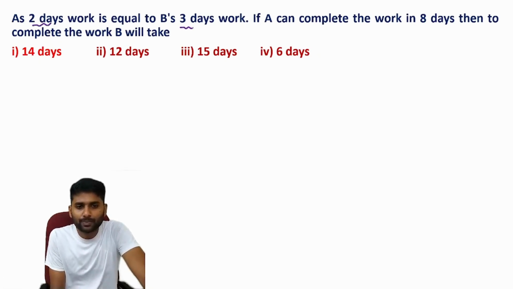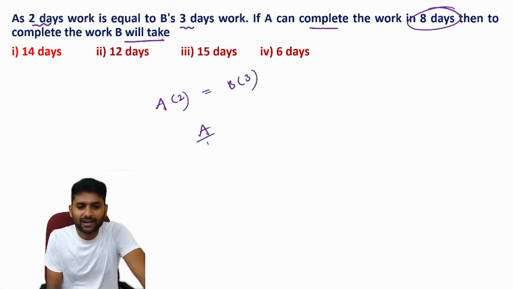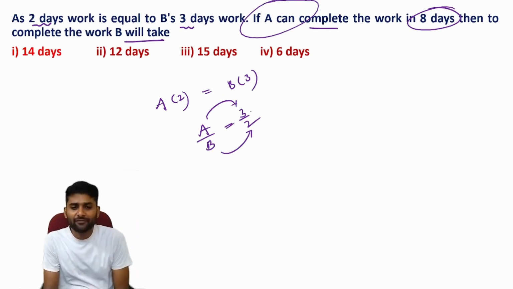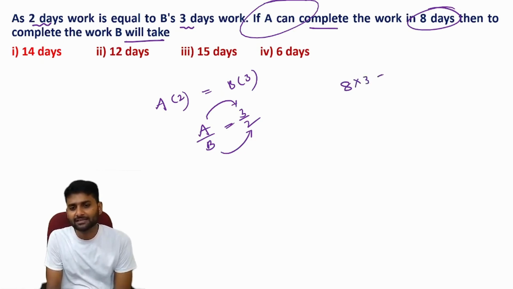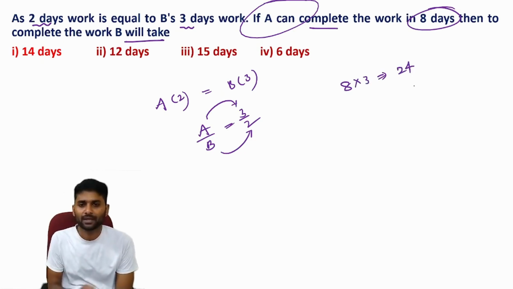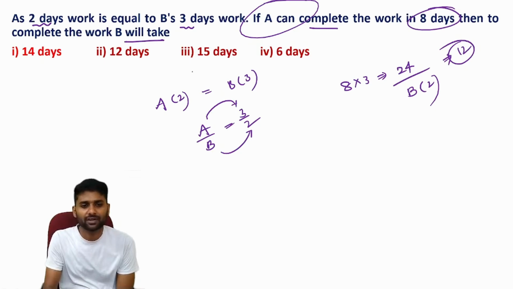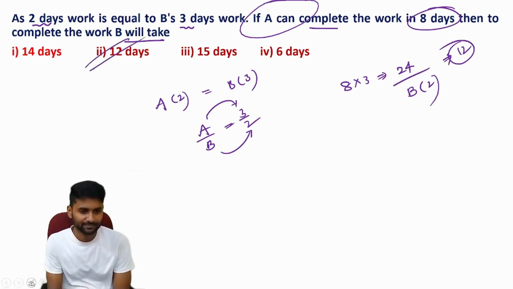A's 2 days work equal to B's 3 days work. If A can complete the work in 8 days, then how much time will B take to complete the work? A's 2 days work is equal to B's 3 days work. Let's find the efficiency of A and B. So A 3 units per day, B 2 units per day. They clearly mention that A can complete the work in 8 days. It means A efficiency 3 units per day for 8 days, total work is equal to 24 units. Now these 24 units completed by B, it takes how much of time? Now see, B efficiency is 2 units. For 24 units, they are going to complete it in 12 days.